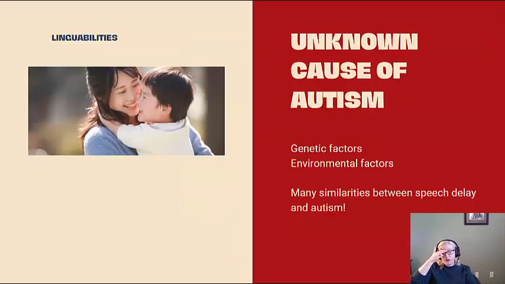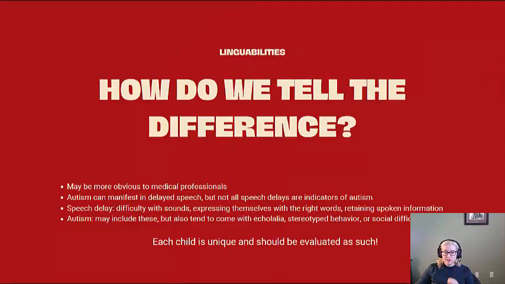So the cause of autism is unknown. There's been a lot of research done that we think it's a combination of some genetic and environmental factors, but the ruling right now is we just don't know, unfortunately. And there are a lot of similarities between speech delay and autism, so it could be easy to get them confused. So how do we tell the difference?